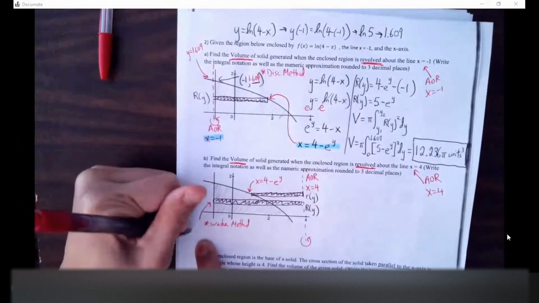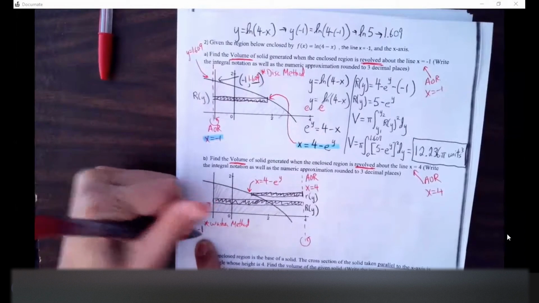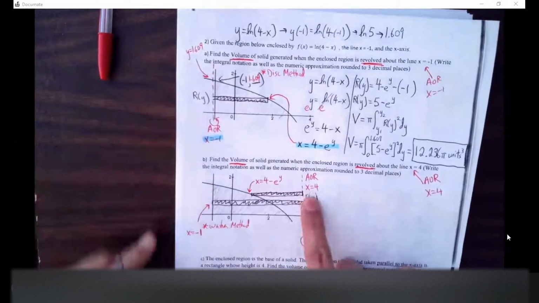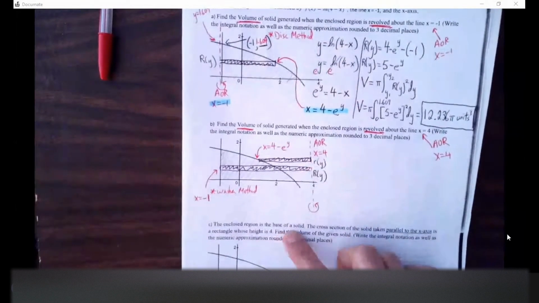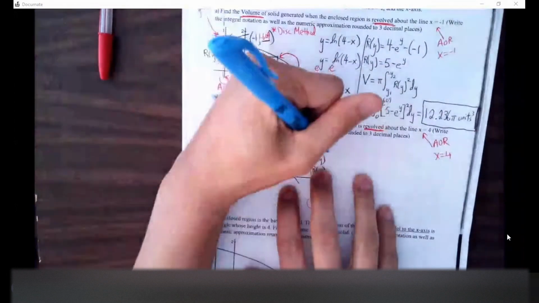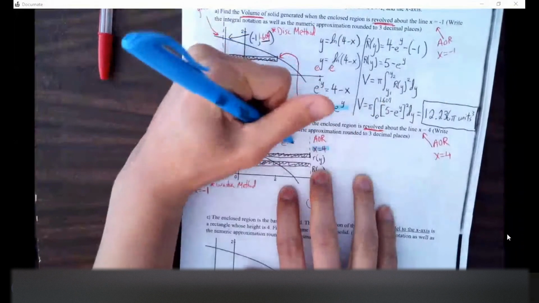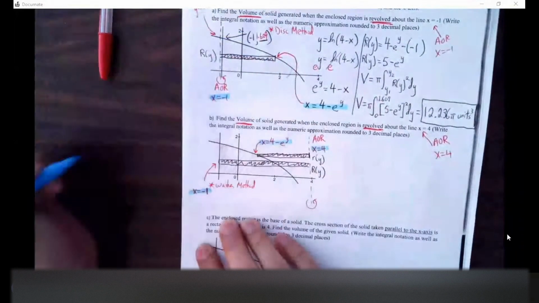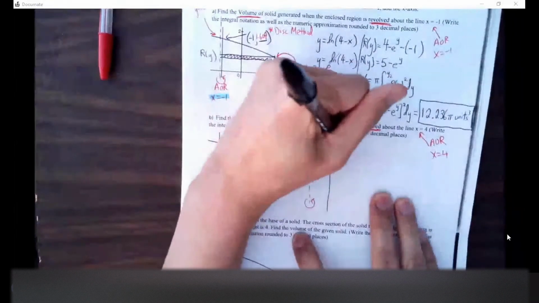This line there, that's x equals -1. And we have x equals 4. So every equation that we need is in the right form. We need 3 equations to help build our 2 radii, and we have everything we need. Okay, washer method, right minus left. Let's find our big radius first.